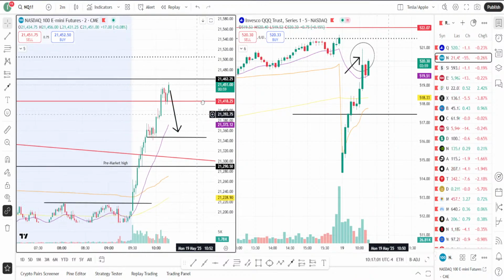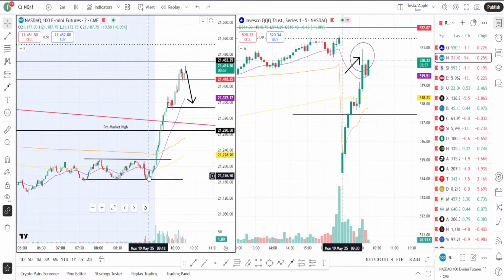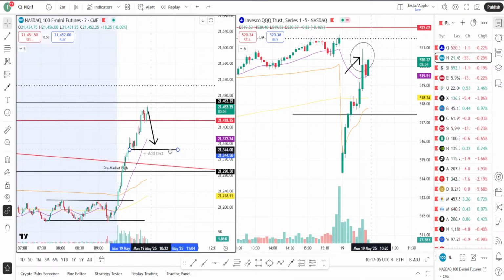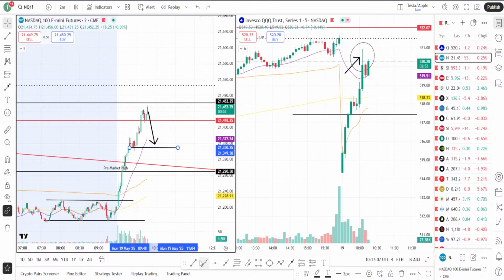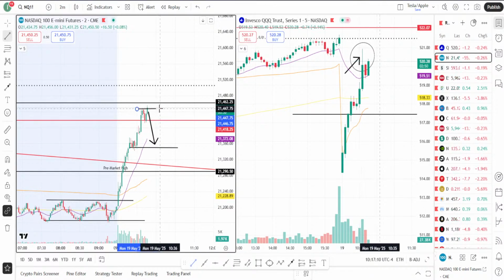And they're closing that, by the way. Close that. So right here we have a floor, support. Right here we have a small resistance. And we got another support right here.